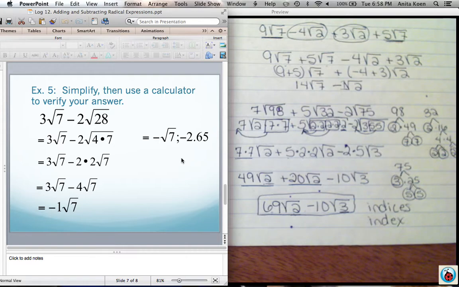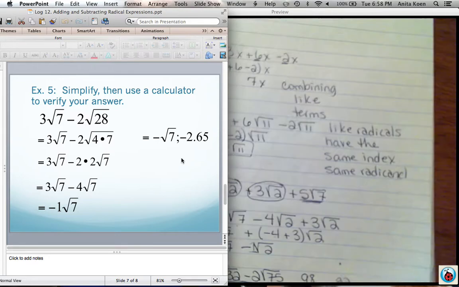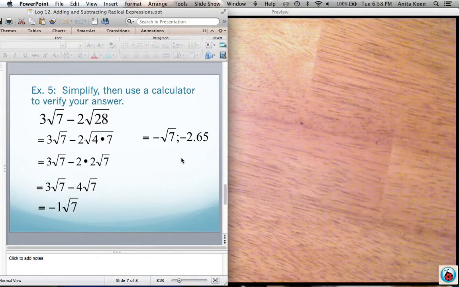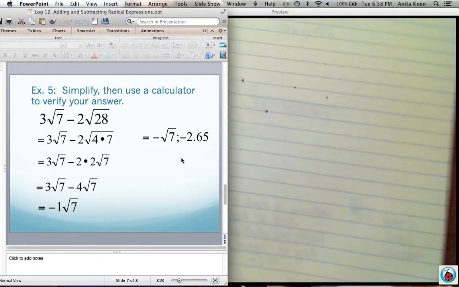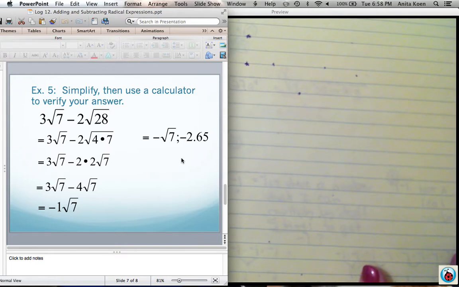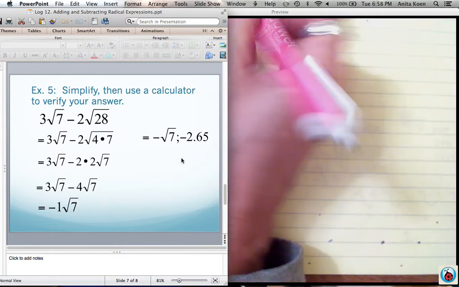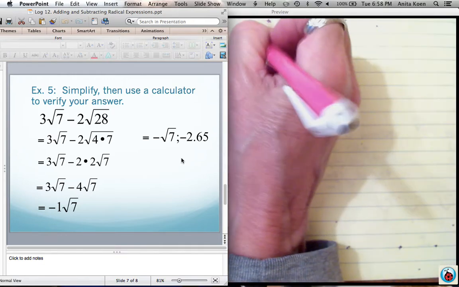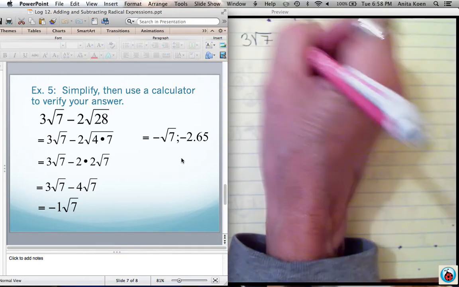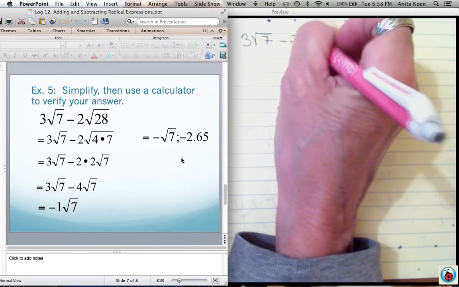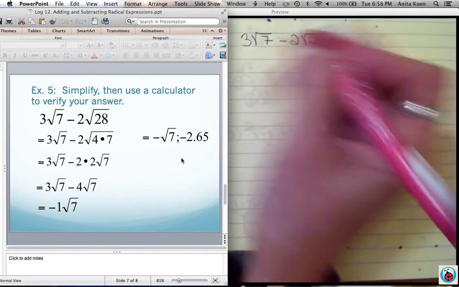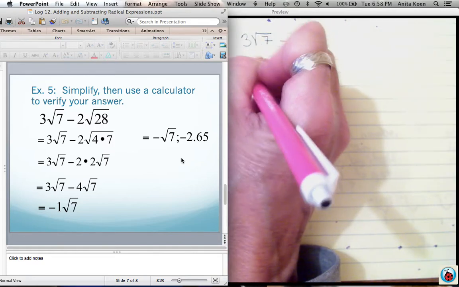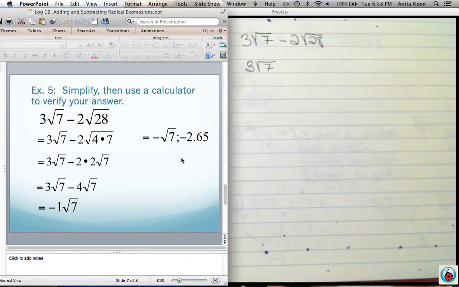Simplify your answer, then use a calculator to verify your answer. So on this one, we're going to look at 3 square roots of 7. Let's move this over. Minus 2 square roots of 28. 3 square roots of 7. Well, 7 is already a prime number, so I cannot do anything with that 7.